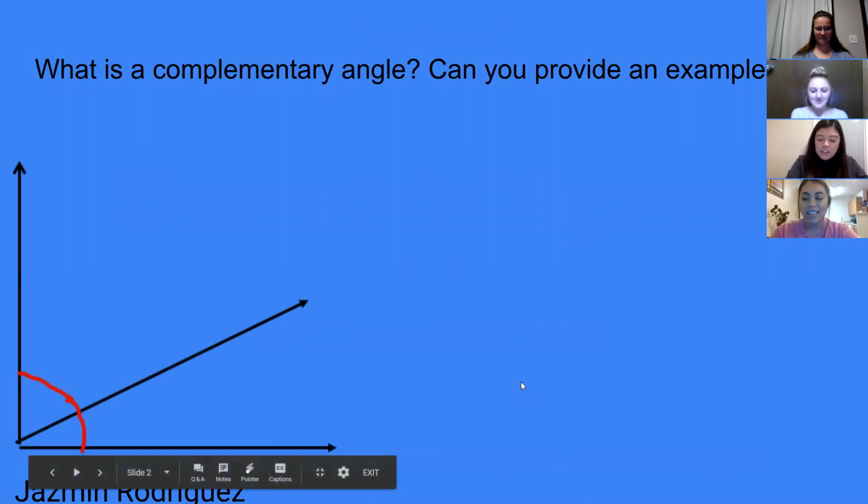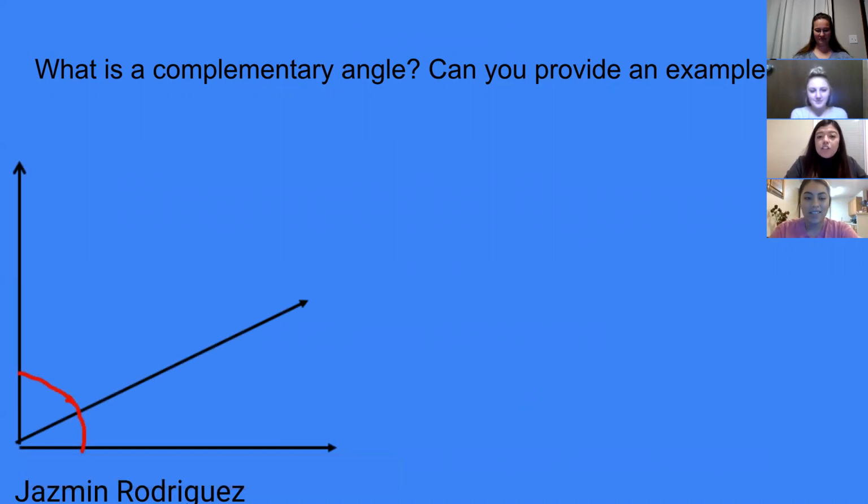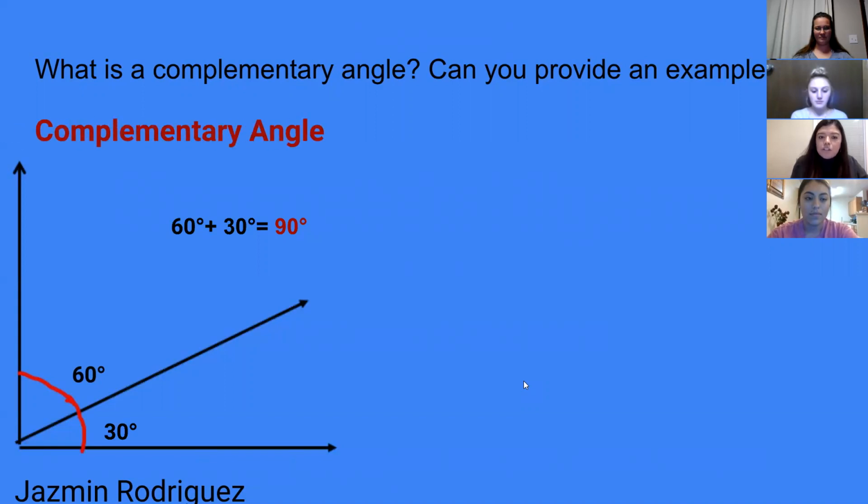Claudia, great question. First, let me tell you that two angles are said to be complementary when their angle measures add up to be 90 degrees. The angles don't necessarily have to be next to each other as long as they add up to be 90 degrees. In this first angle, we see that we have 90 degrees on one and that we have 30 degrees on the other one. When we add these angles up together, they will give us 90 degrees. Therefore, this is a complementary angle.